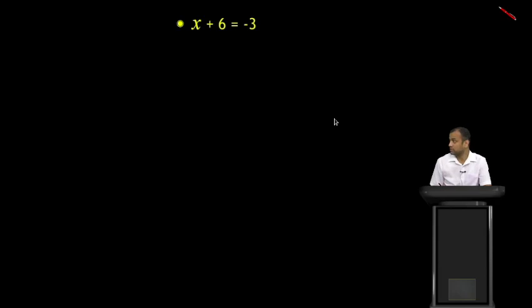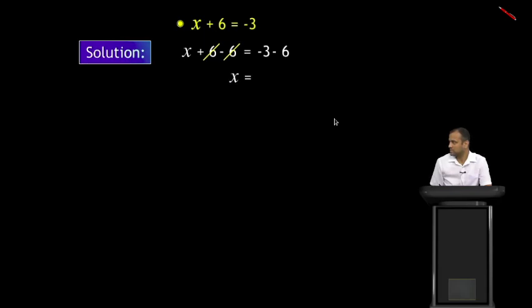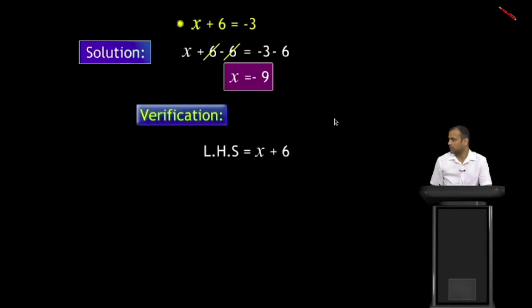Now this is the equation and we have to remove 6. So what do we have to subtract from both sides? 6. So we will subtract 6 from both sides. And we can get plus -6, it cancels out, and the answer is x equals -9. So this is the answer, and we can verify this one also.